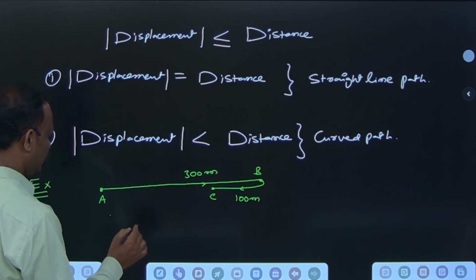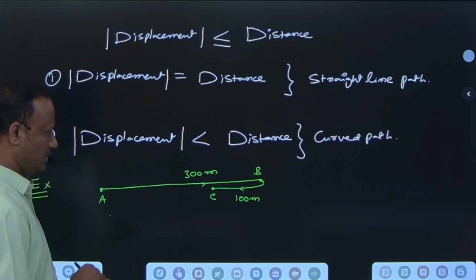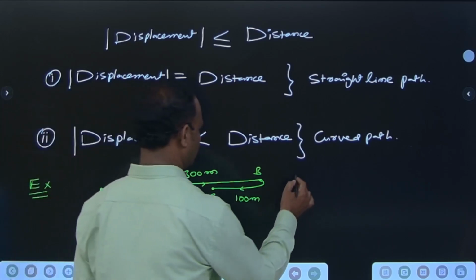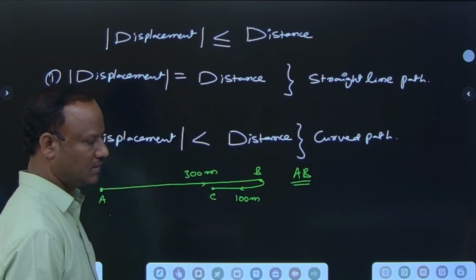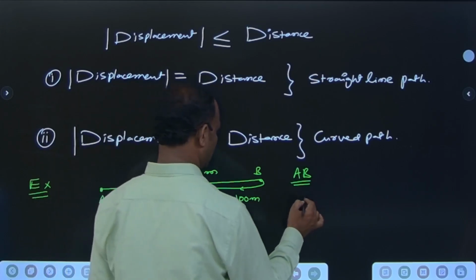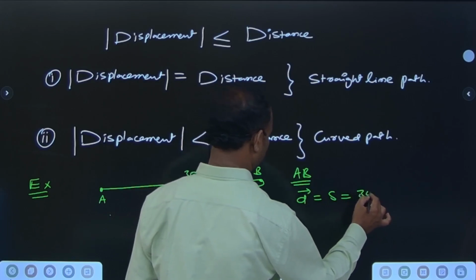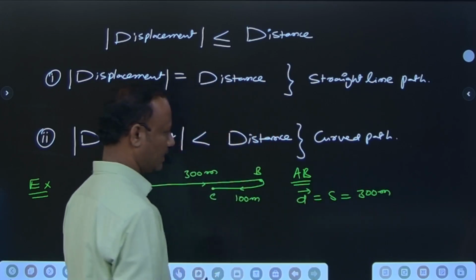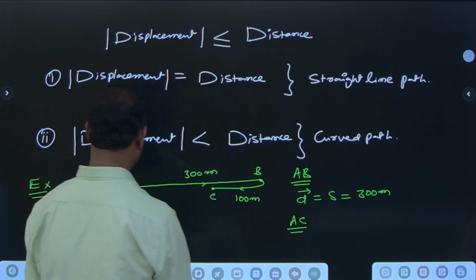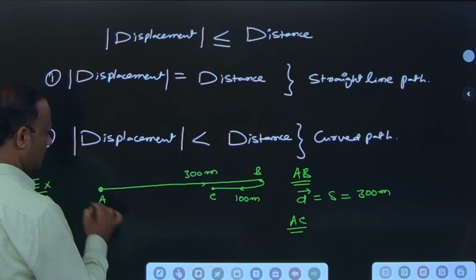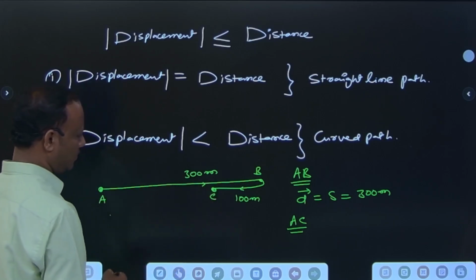Our displacement in first one, interval A to B and interval from A to C. If I speak about A to B, in the straight line path, displacement is equals to distance. So, displacement is equals to distance is equals to 300 meter. From A to C, this is the initial point and this one is the final point.